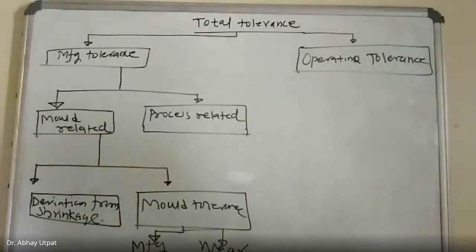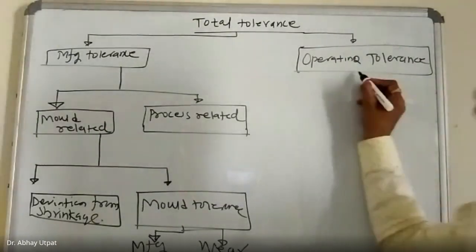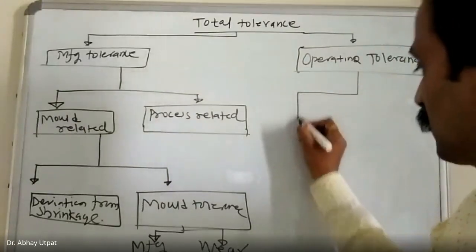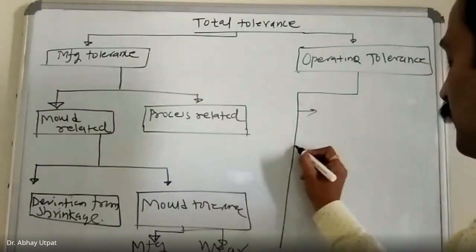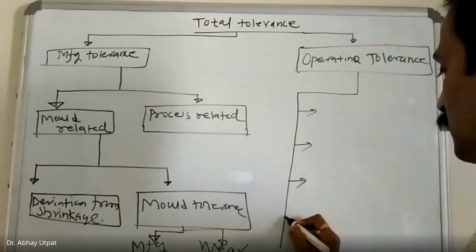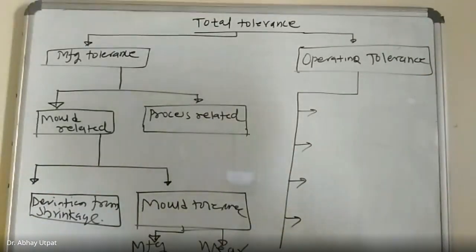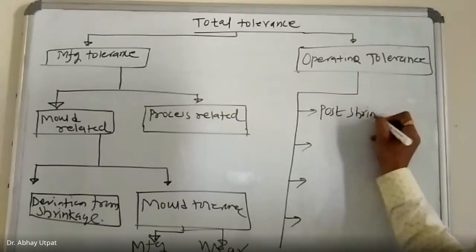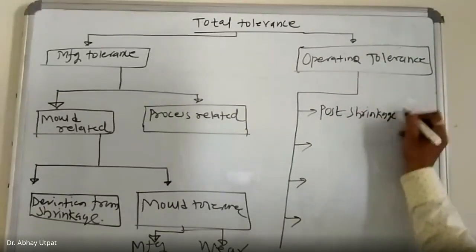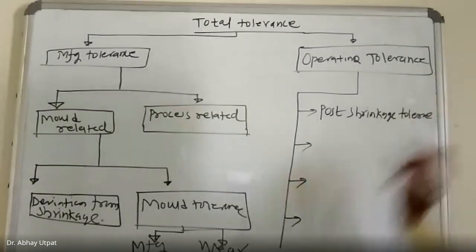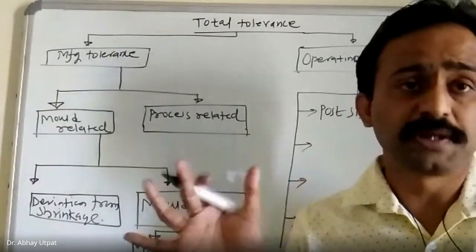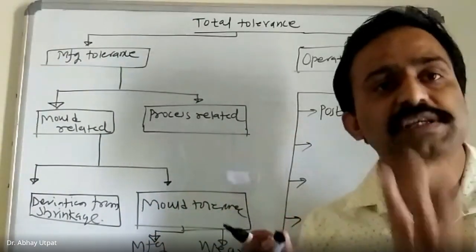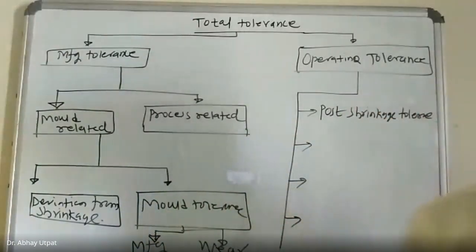And operation tolerances are different: post shrinkage, swelling, change in temperature, and change in moisture. Here I will write in this way. Operating tolerance means during operation. Post shrinkage tolerance is after solidification, means the part will change its size. So that tolerance should also be noted.